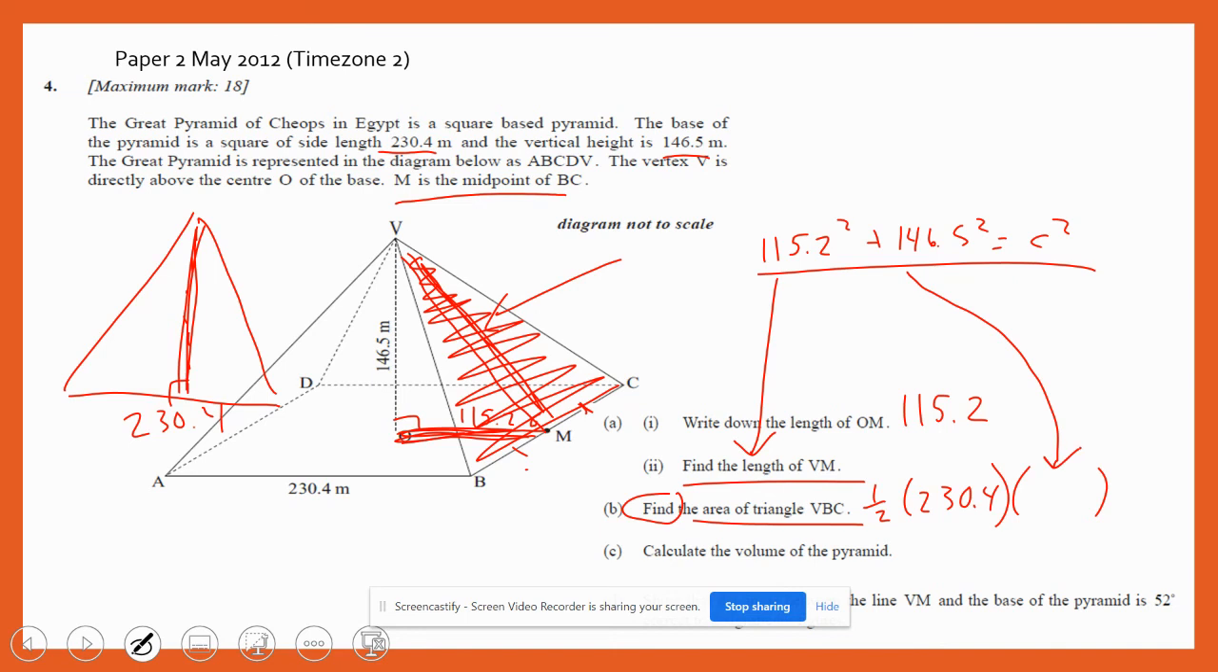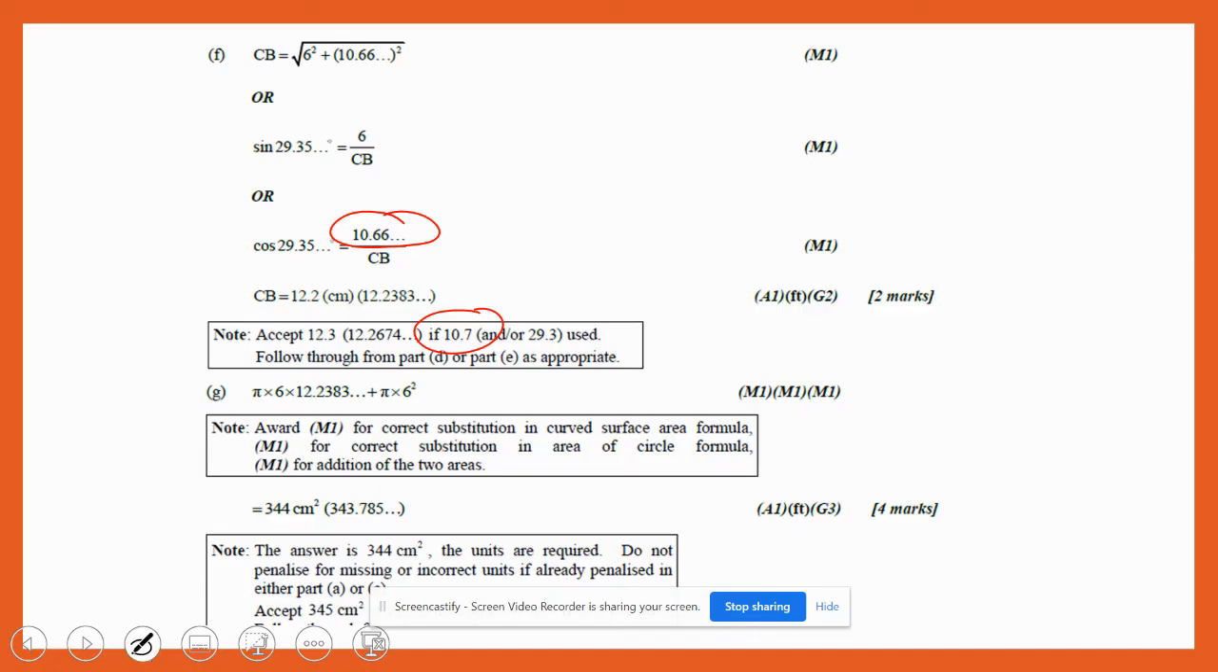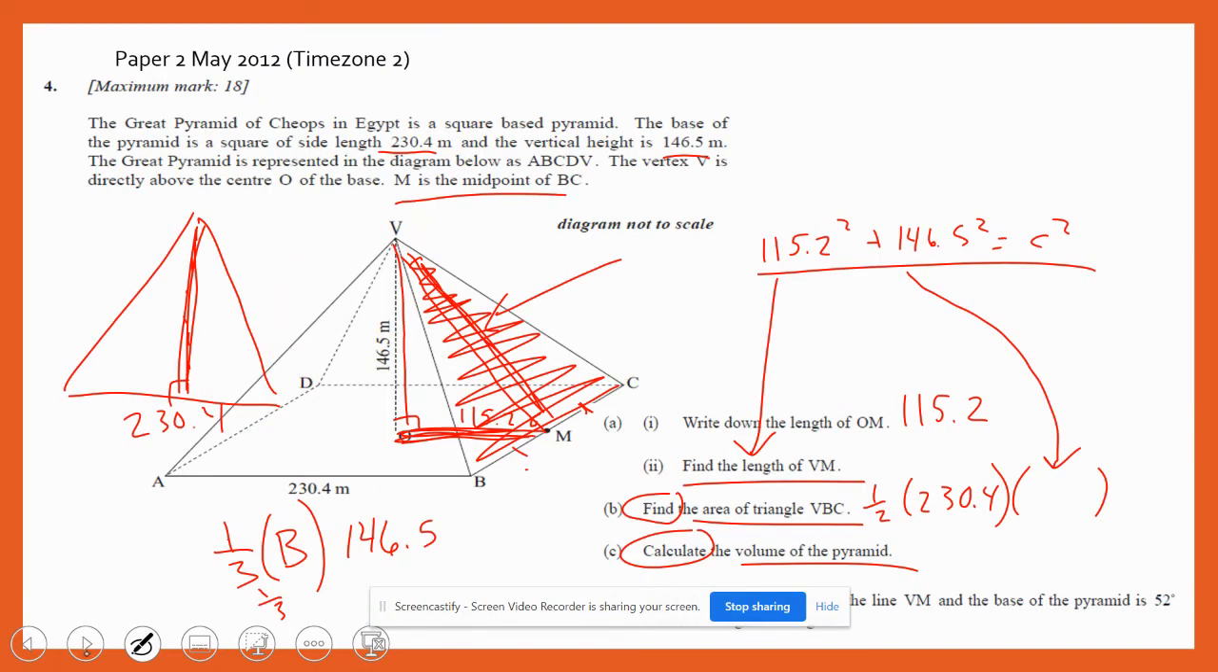And then it says find the volume of the pyramid. The volume of the pyramid is 1/3 the area of the base. This is a square pyramid, times the height and not the slant height. So the area of the base is 230 by 230. Okay, so I went through it fast. I didn't do all the calculations.